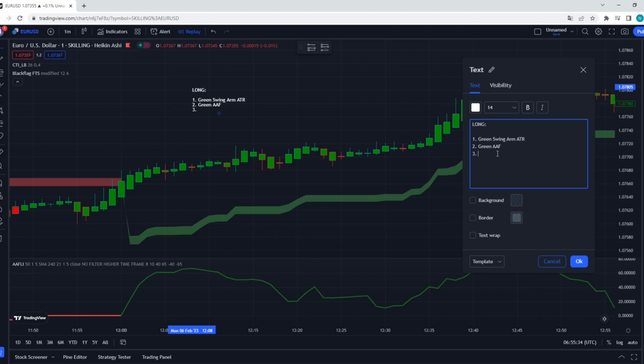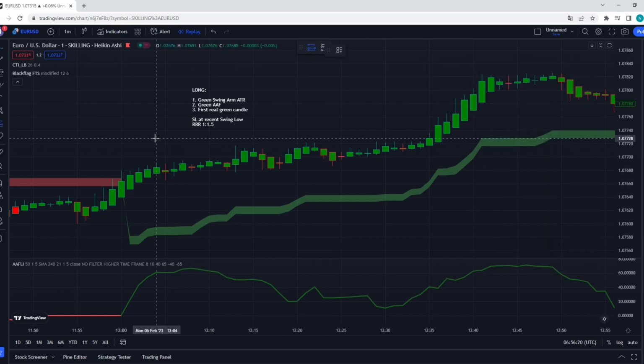So let's say our entry will be the first real green candle, and this is it basically. So this is our entry. Then our stop loss will be at the recent swing low, and our risk reward ratio will be 1 to 1.5. So let's take a look at an example.